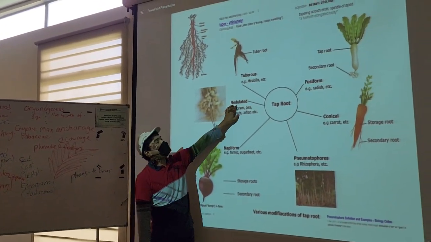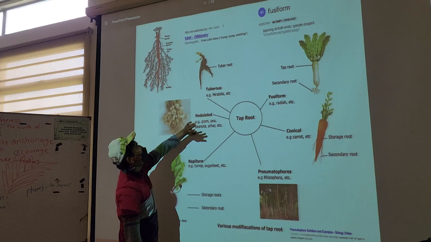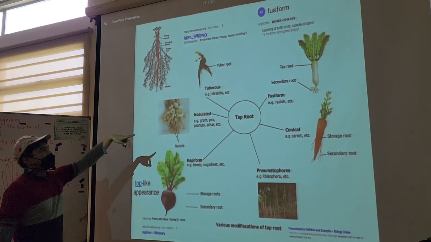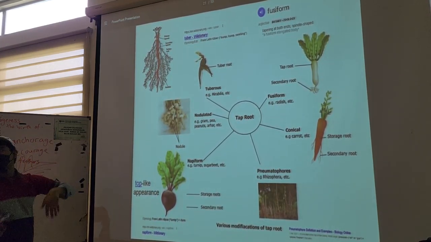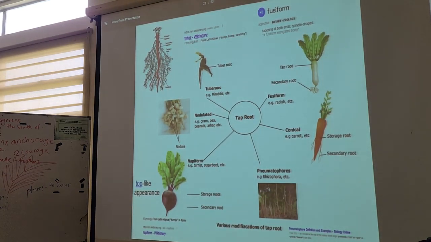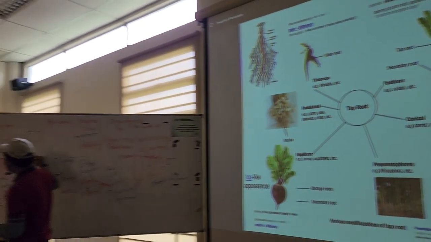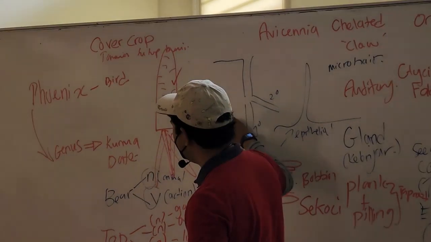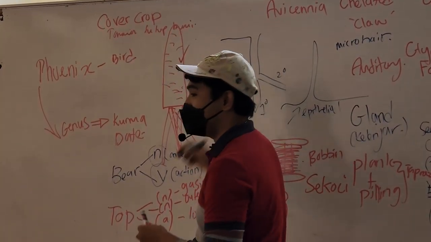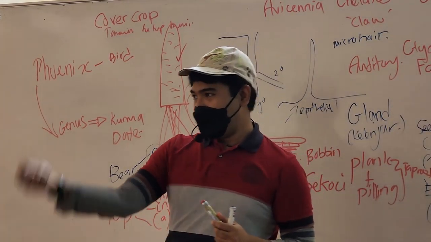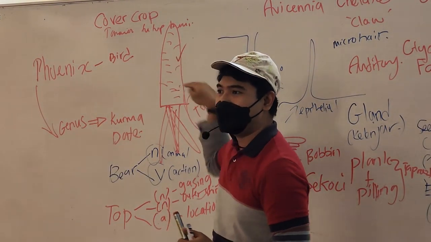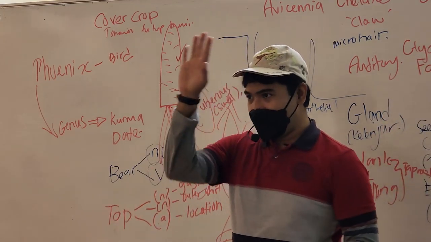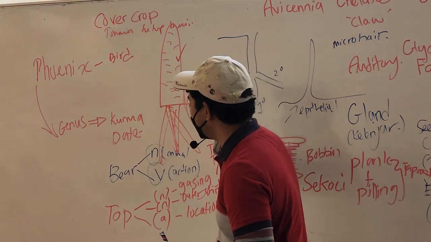All right, okay. Then you have the nodulated. Nodulated, think of peanuts, nodules. And then in the form of tuberous. Tuberous simply means swell. It's kind of in between the conical and also the fusiform. So somewhere in between here is tuberous. It just means swell. Because sometimes in one plant, when you pull it out of the ground, you can have a number of shapes. And all of these shapes, collectively, you call tuberous.